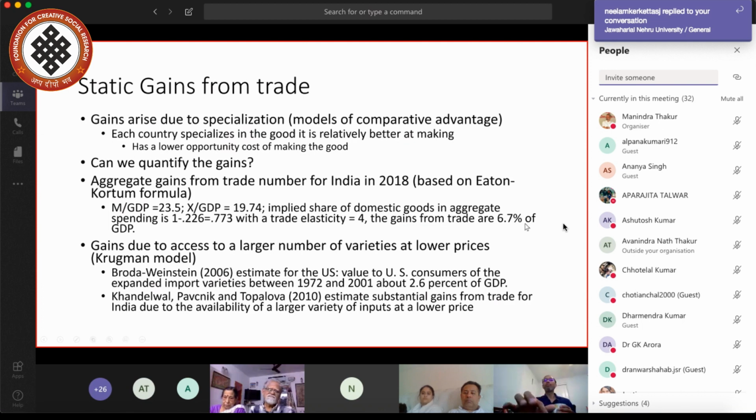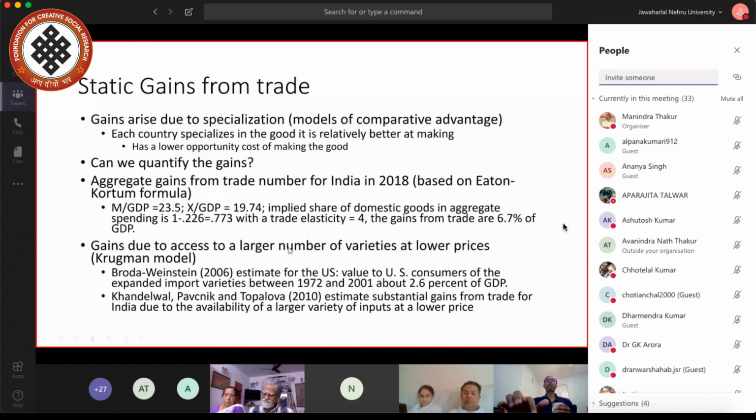So what it means is that if India were to close its economy to trade completely, roughly speaking, there would be a 7% loss in GDP. So if India were to go back into autarky, then it would lose about 7% of GDP. That's a rough idea about what our gains from trade are. So these are static gains. I'm going to talk about dynamic gains next time. So these are kind of one-time gains. So this is if you use the classical approach of comparative advantage.